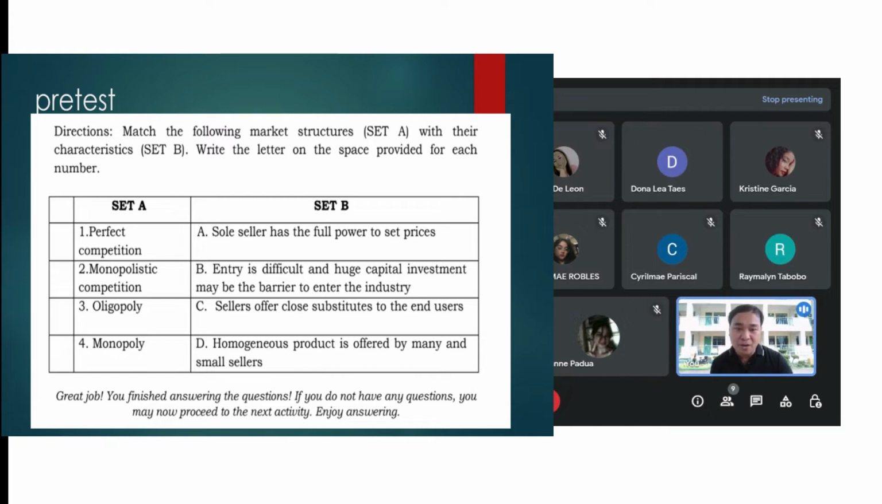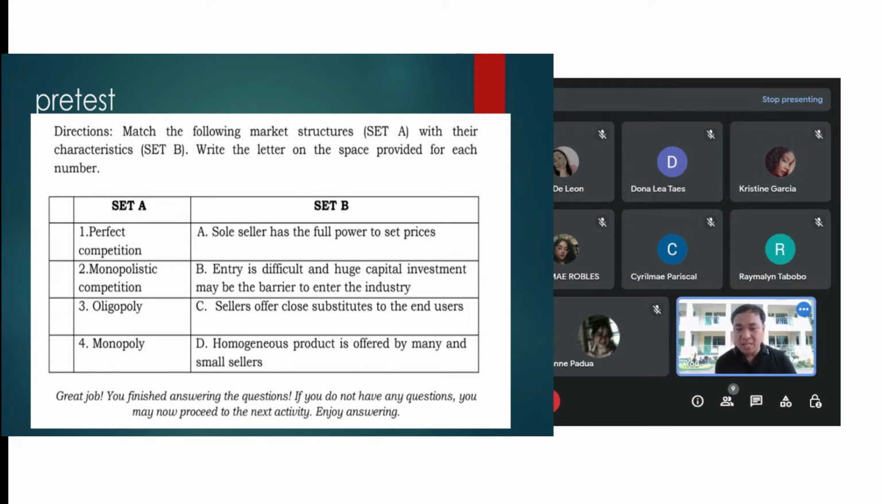Number two. Volunteer. Yes, Donna. Letter C, sellers offer close substitutes to the end users. Correct. How about Christine? Number three. Christine, can you hear me? Volunteer. Sir, letter B. Letter B, what's that? Letter B is entry is difficult and huge capital investment may be the barrier to enter the industry.